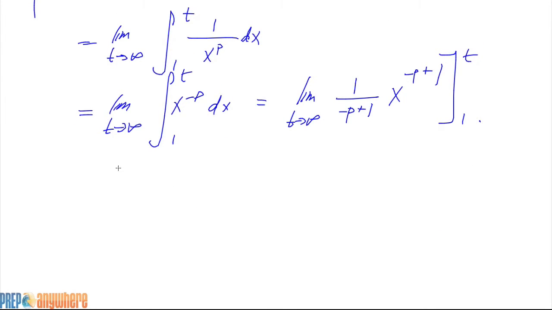So if you insert t, we can leave the 1 minus p. I'm going to write it as, instead of minus p plus 1, 1 minus p. If you plug in t, you get t to the power of minus p plus 1. Plug in 1, anything, 1 to the power of anything is 1, right? So you get this. And then we have the limit as t approaches infinity.